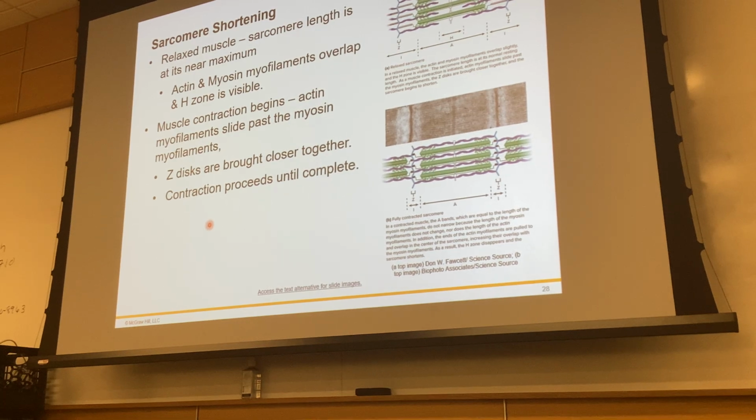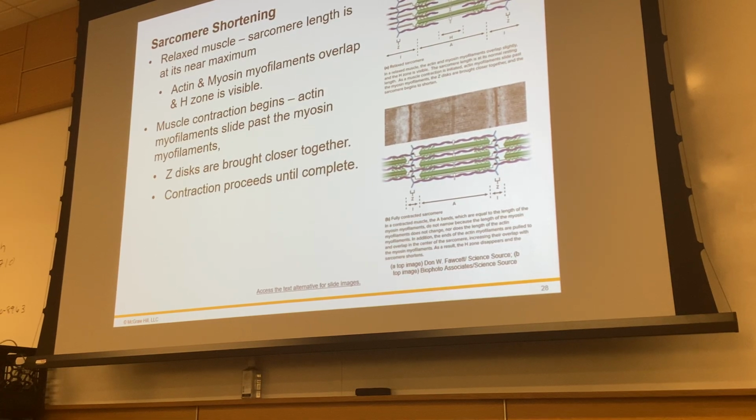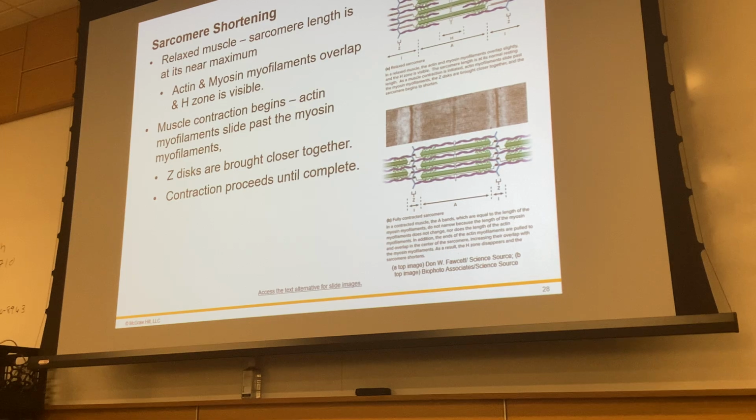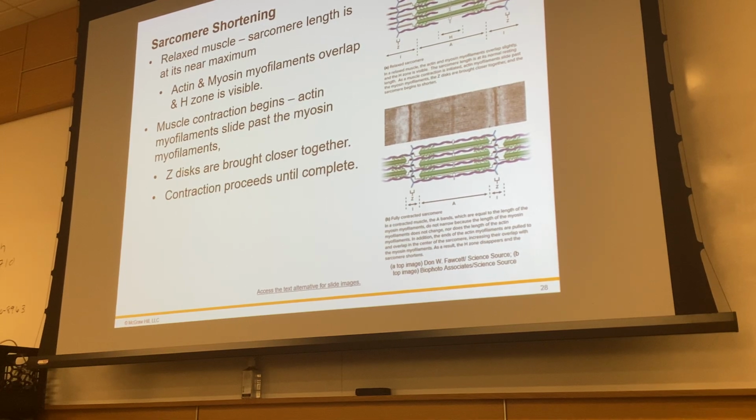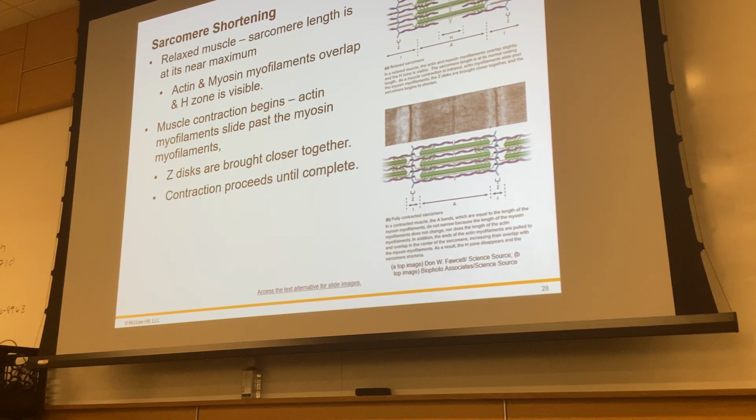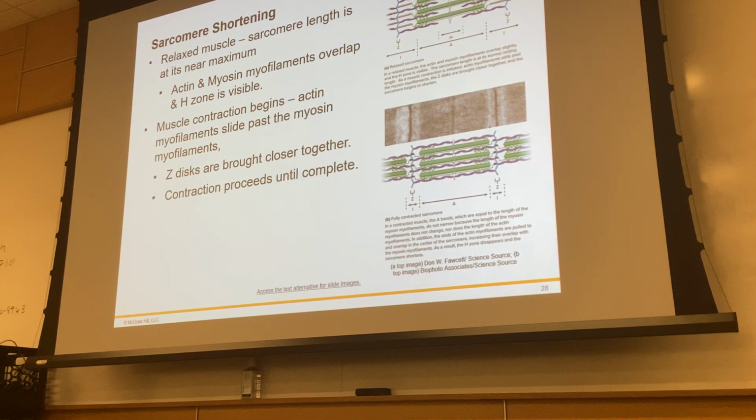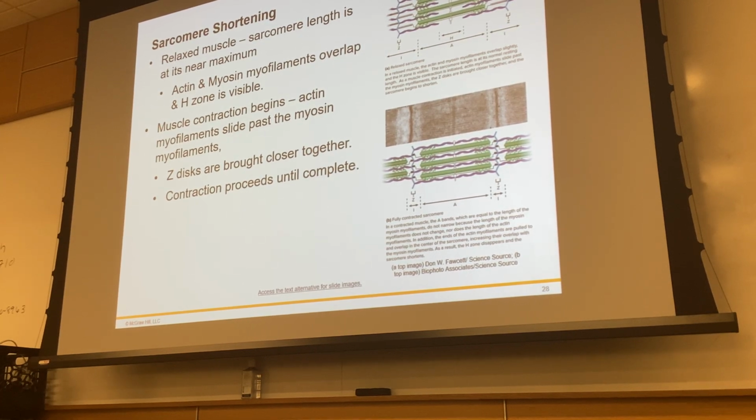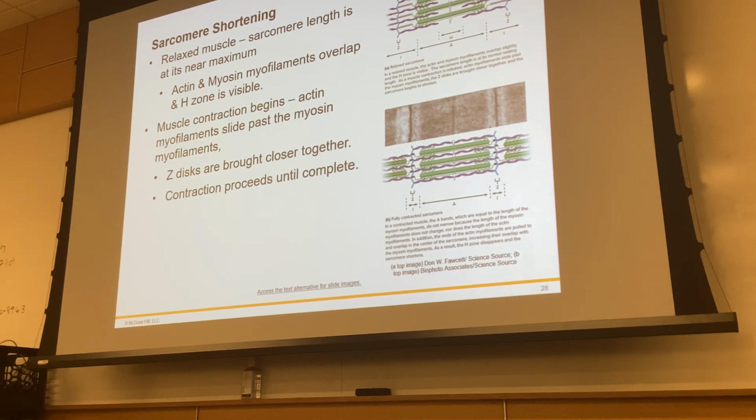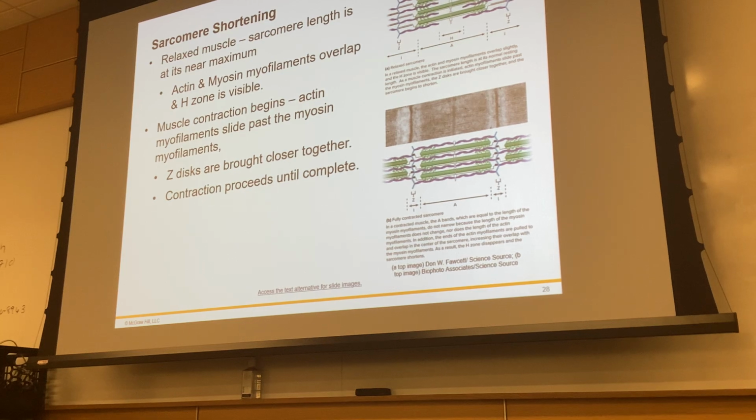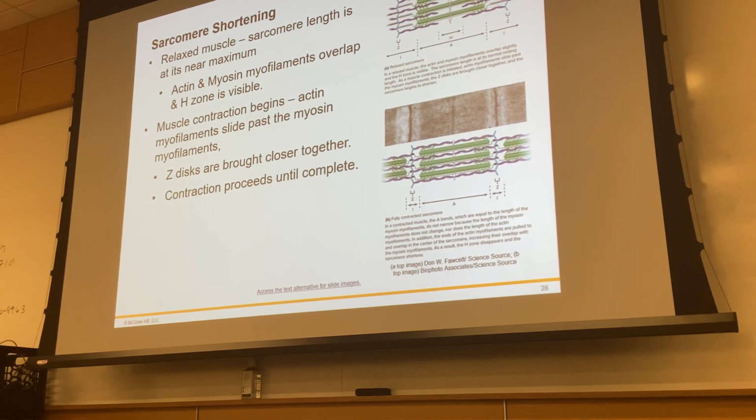If you look at this picture on the right-hand side, and I have a better picture of this, but if I show you this picture up at the top, this is a photomicrograph of an individual sarcomere. There's the Z disc right down there, the M line. Here's the I band, right there, and then the A and H areas right there.